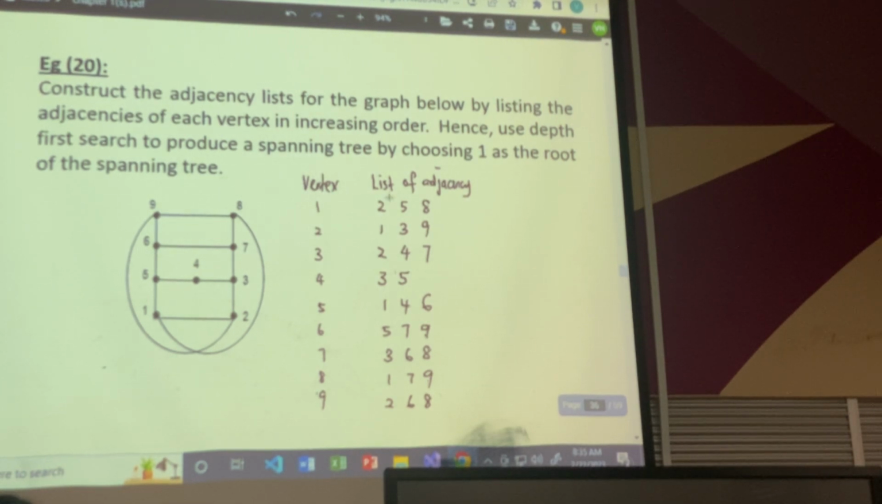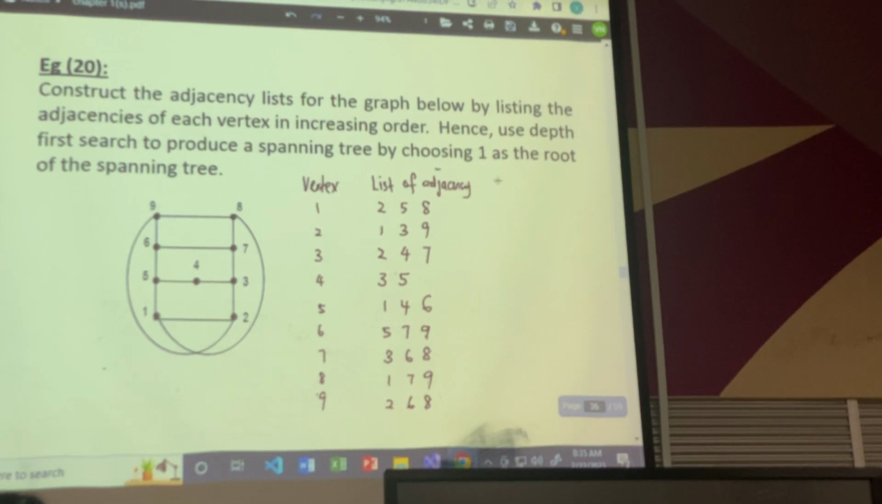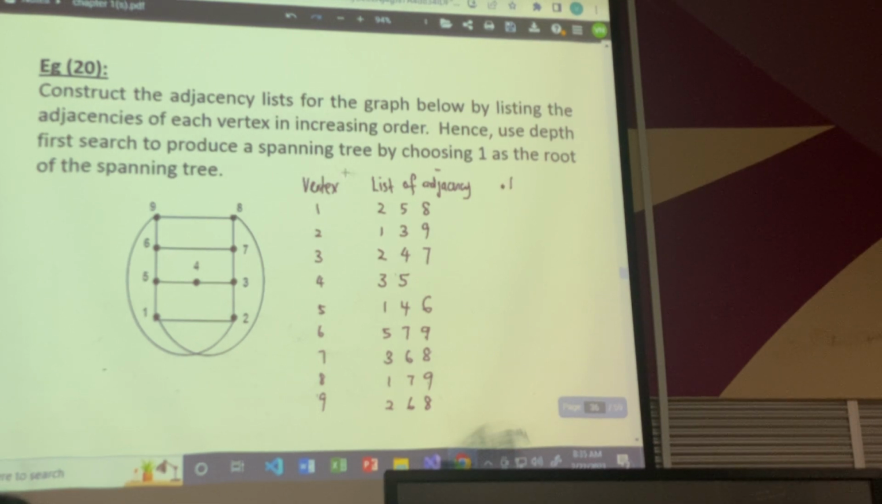Then when we want to do the depth first search by choosing 1 as the root, we will start from 1 here. And then go to the adjacency list, and choose the first one which is connected to 1. So we have 2. That means you will connect 1 to 2.